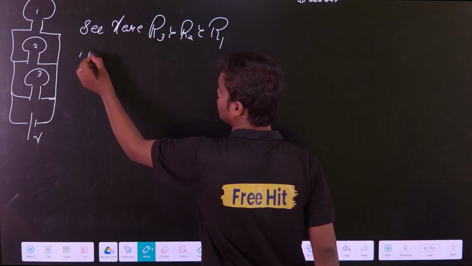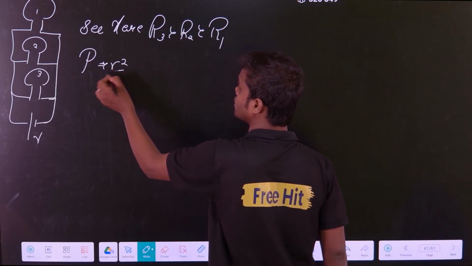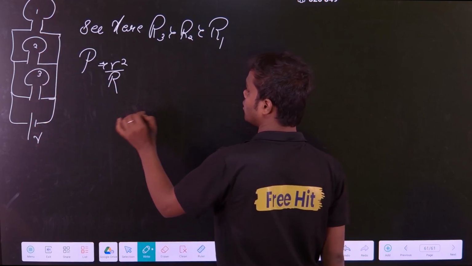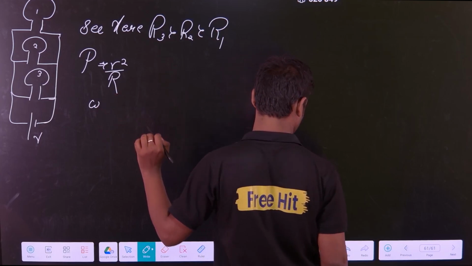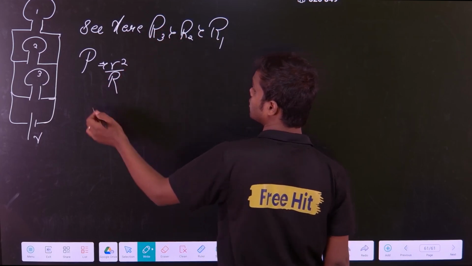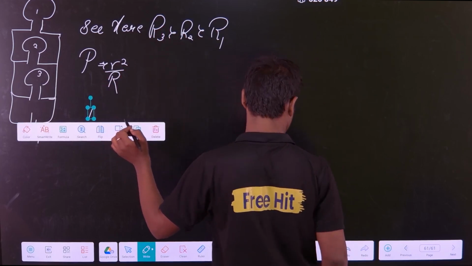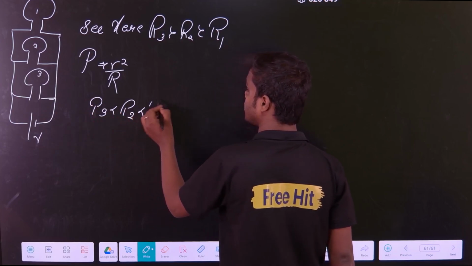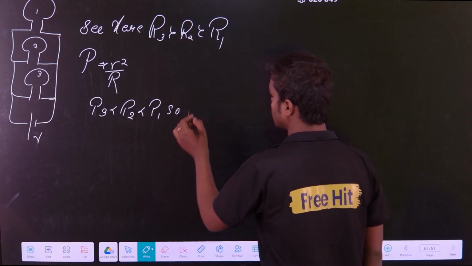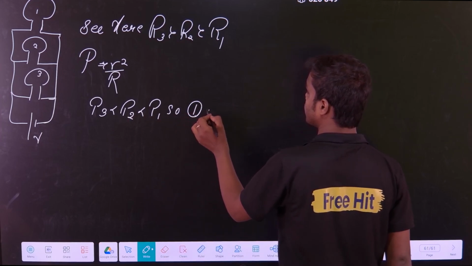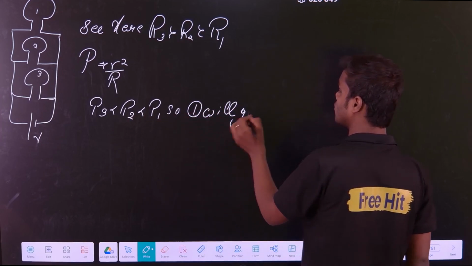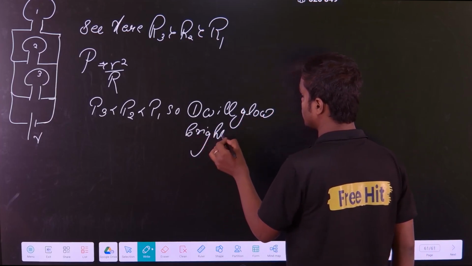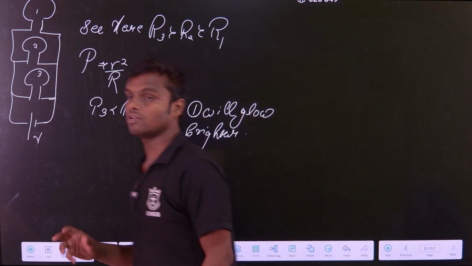Now in this case, if you want to compare the power, we will use the equation V square by R. Why? Because the potential is the same everywhere, so it is easy to compare. From here, since R3 is greater, we can say P3 is less than P2 is less than P1. So bulb 1 will glow brightest, or you can say brighter, whatever you want.